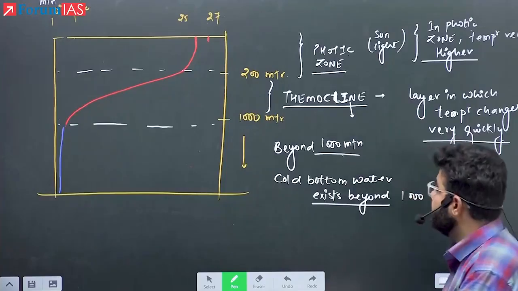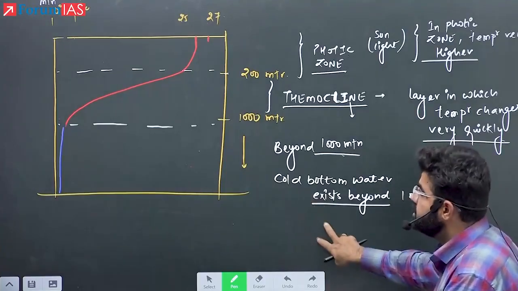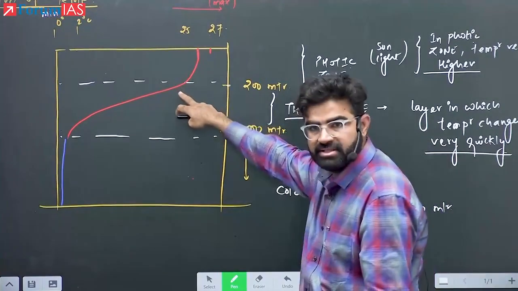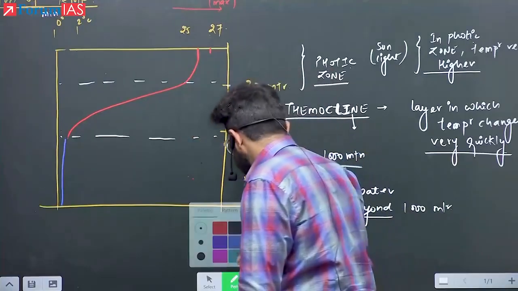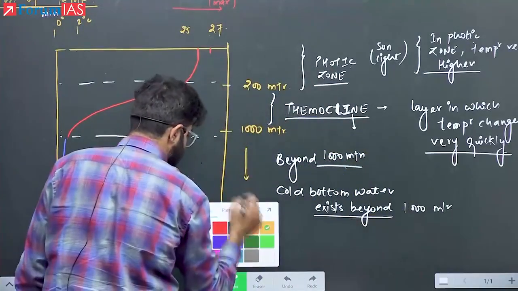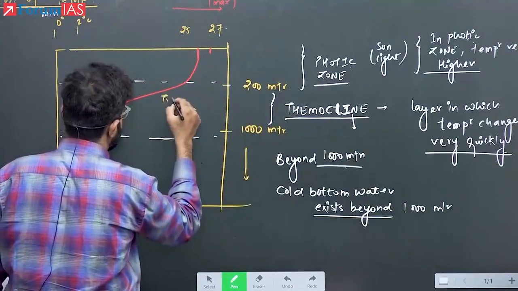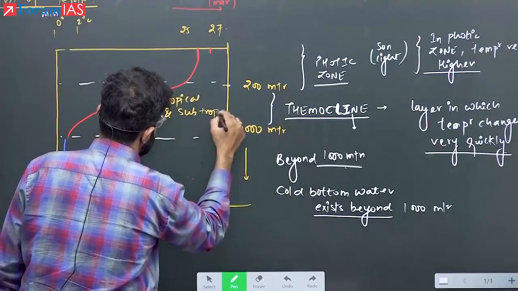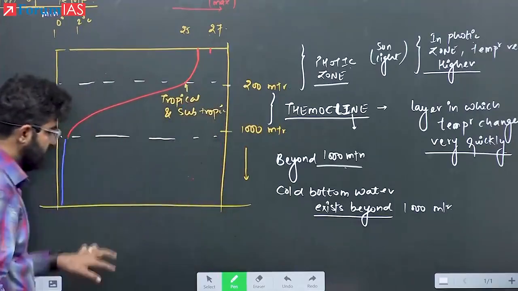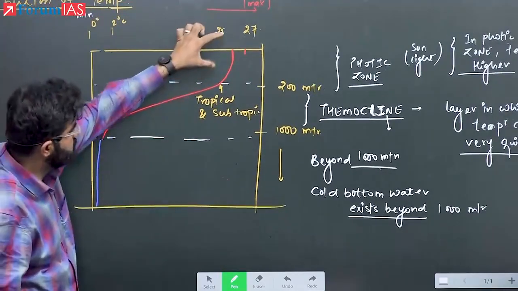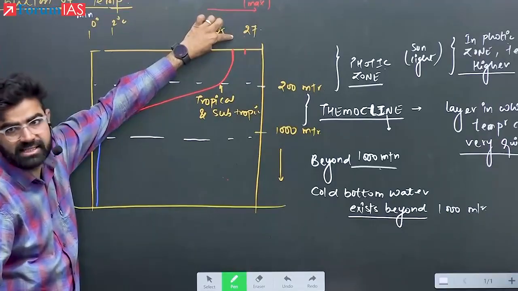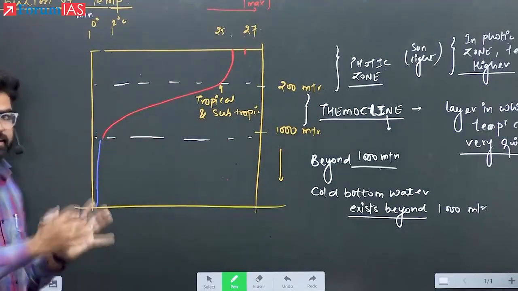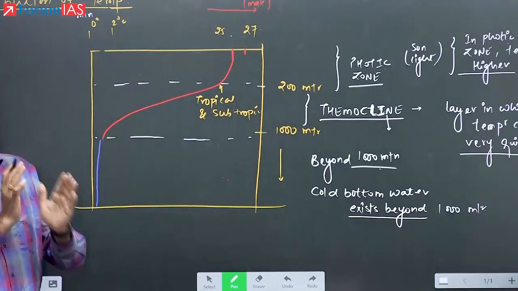So we can divide this vertical distribution, and remember, I am talking about only tropical and subtropical areas, right? This line is for tropical and subtropical areas. Now, why the tropics and subtropics? Because in the tropical and subtropical areas, you will have more sunlight. This line will exist for the mid latitudes also, but only in case of summers.